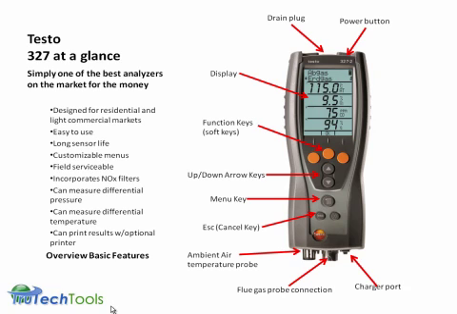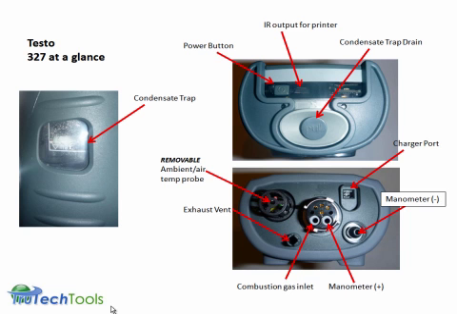Our flue gas connection, our charger port, differential pressure port for the manometer, our backlight key, and then we're looking at the bottom here and top of the instrument.